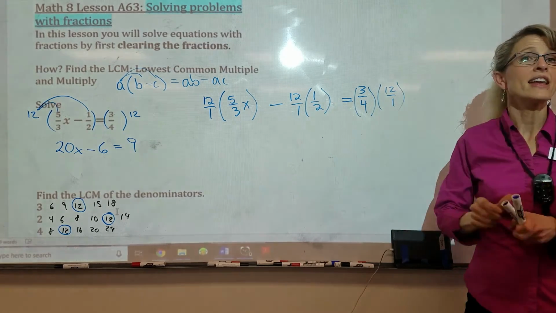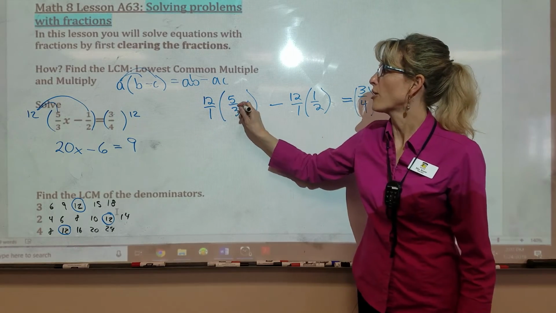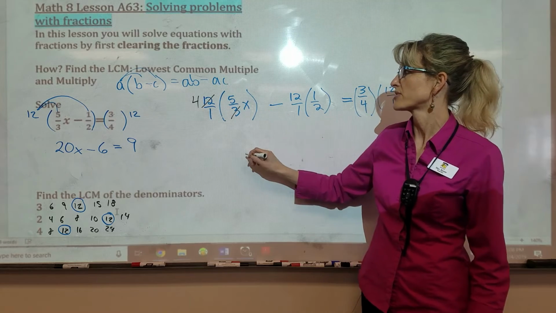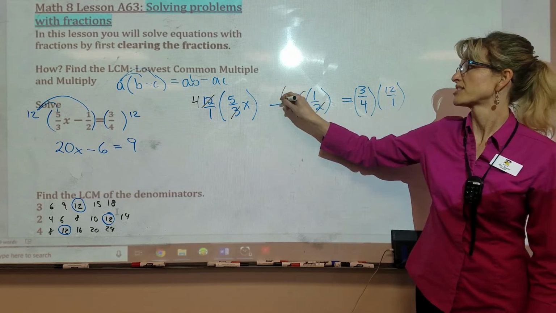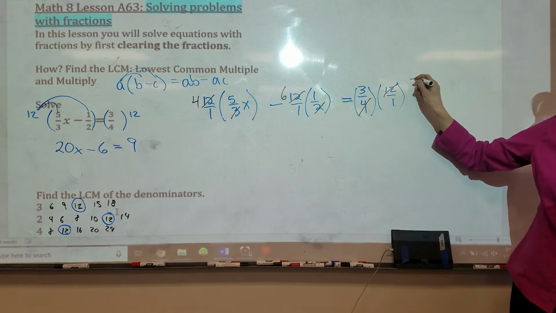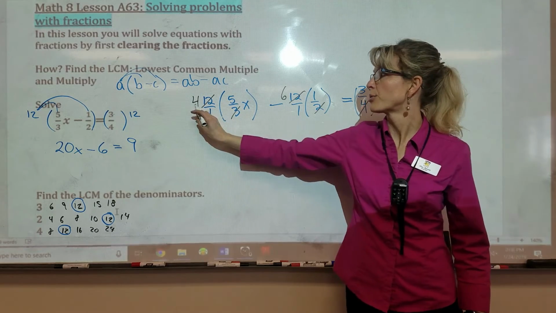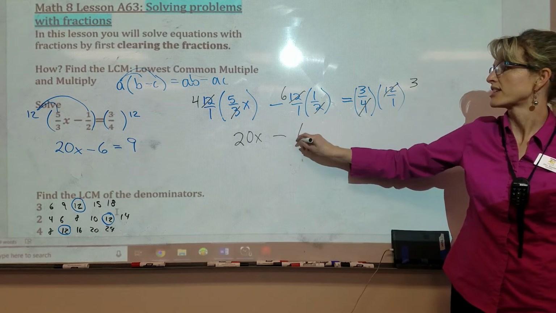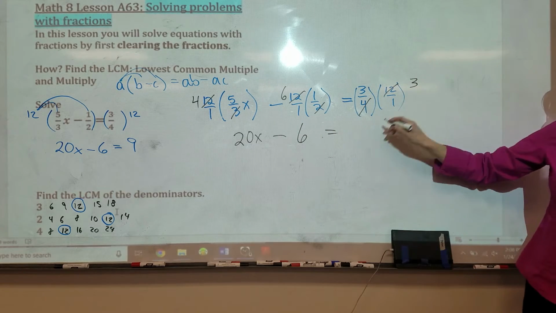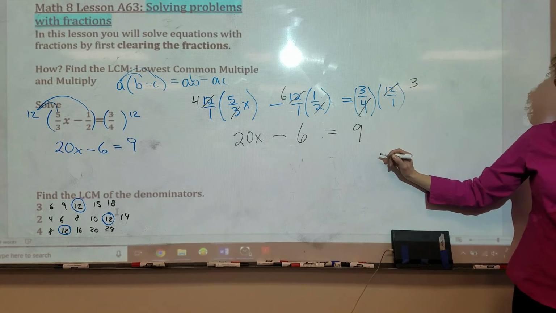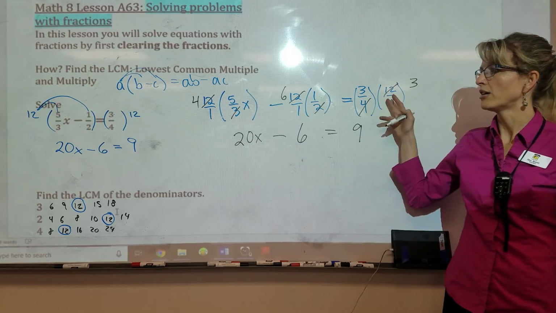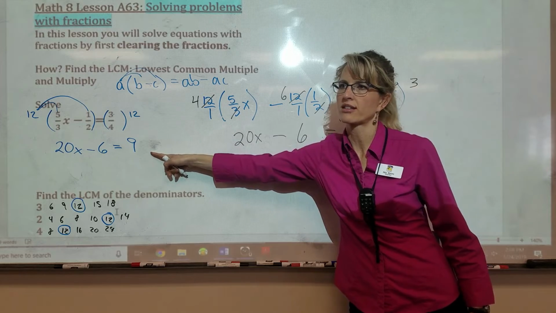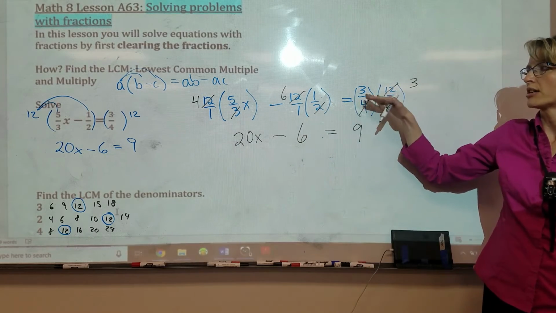Okay. Then, to cancel all these fractions, I go, oh, hey, 3 and 12, that counts as 4. 3 goes into 12 4 times. 2 goes into 12 6 times. 4 goes into 12 3 times. Now I just multiply. 4 times 5 is 20x. 6 times 1 is 6. 3 times 3 is 9. So this way I wrote it all out. I got the same answer. So if you can do this mentally, you can go right to that step. If you need to write it out, here's that step.